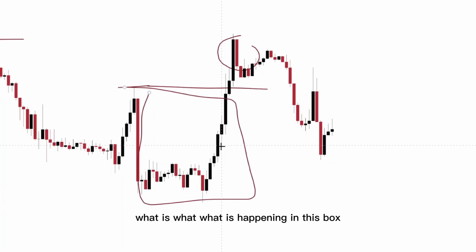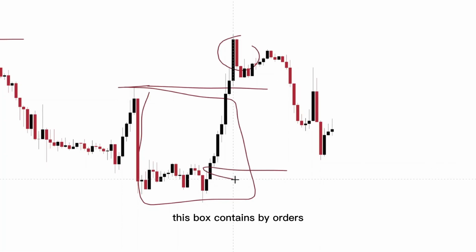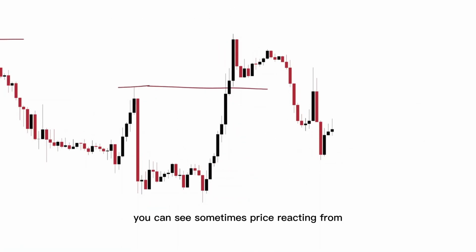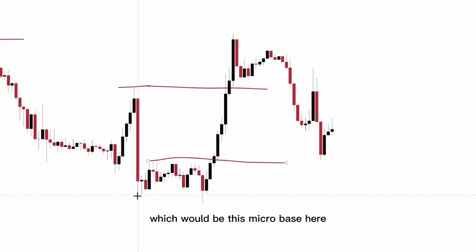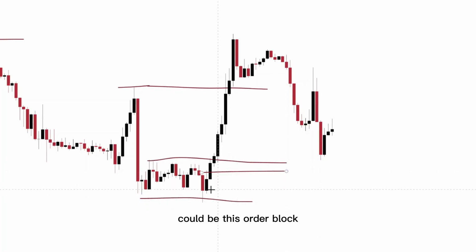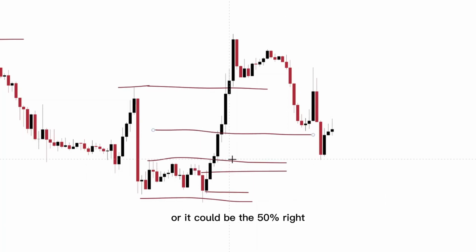What is happening in this box? This box contains buy orders. And when price comes back into this range, it's reaching for buy orders. So again, you can see sometimes price reacting from the discount, which would be here, which would be this micro base here. Could be this order block, or it could be the 50%, right? Anything below the 50% is automatic discount, and the quarter of that would be your extreme. So price is reaching to grab the buy orders to attempt to continue higher.